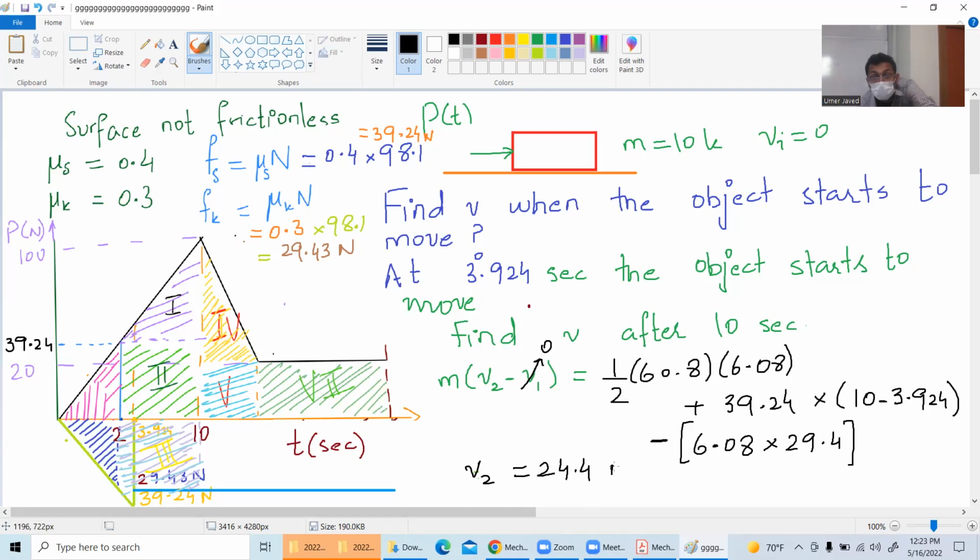Yes, please, Hafad. The force that you wrote, 39.24, it corresponds to 2 seconds in the equation. No, it corresponds to 3.924 seconds. I'm telling you, keep it simple. I have told you 100 happens at 10, straight line. 20 happens at 2, 39.24 happens at 3.924.